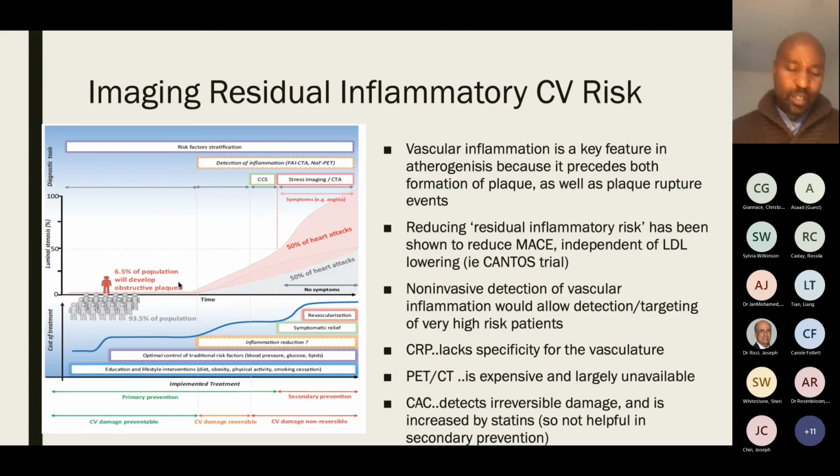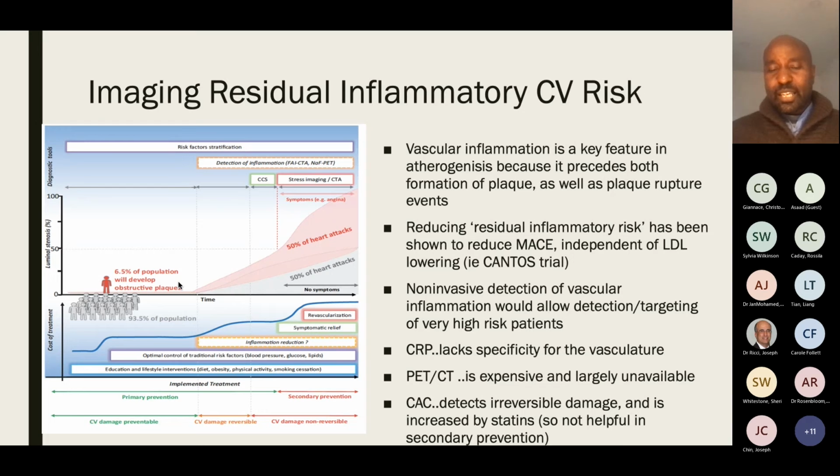Now, moving on from plaque assessment, what about assessment of inflammation and the level of inflammation occurring at the actual vessel level? Well, it's well established now that vascular inflammation is a key feature in atherogenesis because it precedes both formation of plaque as well as plaque rupture events. Reducing the residual inflammatory risk has been shown to reduce MACE independent of LDL lowering in the CANTOS trial, where they used a monoclonal antibody against interleukin-1 beta. And then, it's felt that non-invasive detection of vascular inflammation would allow us to detect and target very high-risk patients, and it would be sort of a holy grail of risk stratification.